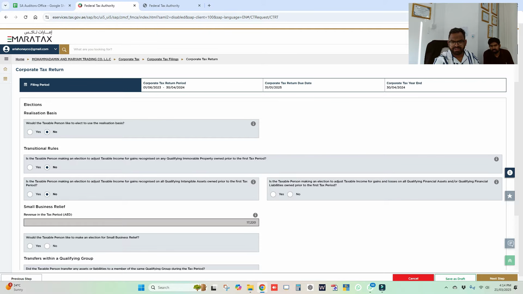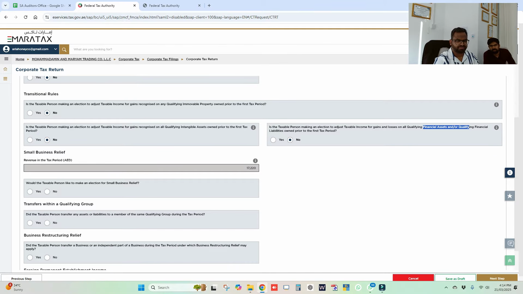Is the taxable person making an election to adjust taxable income for gain or loss on all qualifying financial assets and/or qualifying financial liabilities owned prior to the taxable period? This is very important for the people dealing in gold and diamond industries. What are the financial assets? Financial liabilities that we have to see as per the IFRS. Okay. In this case, no.